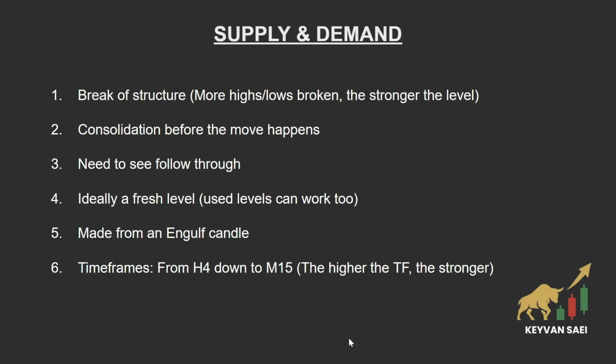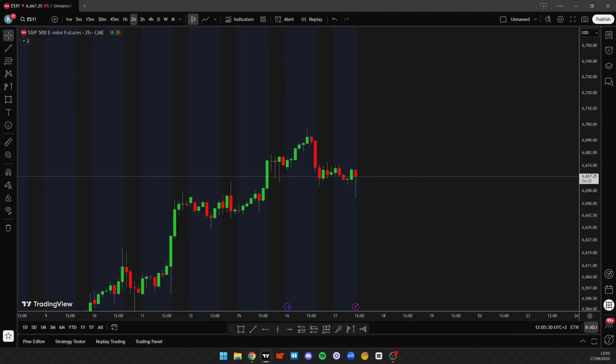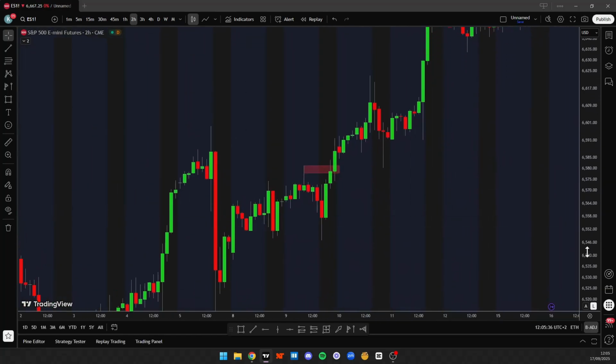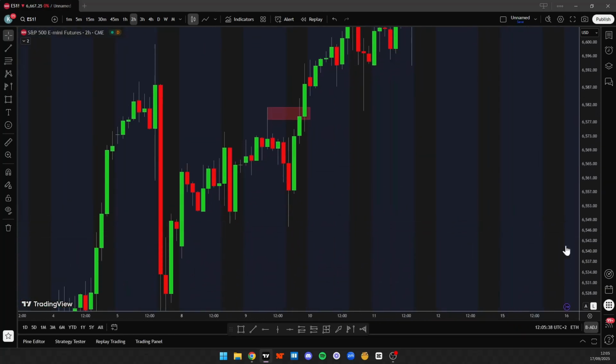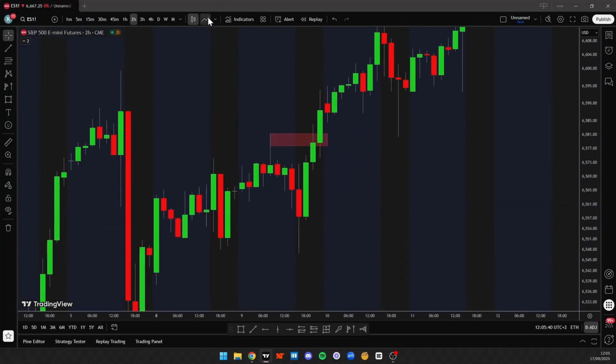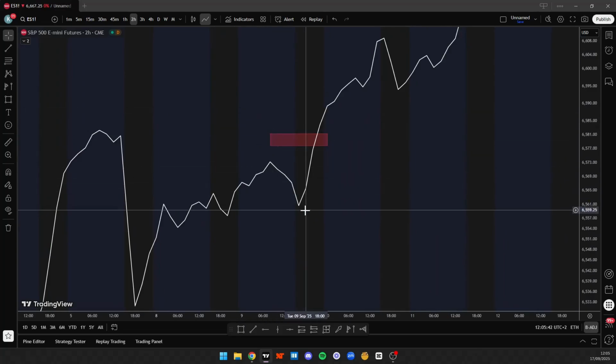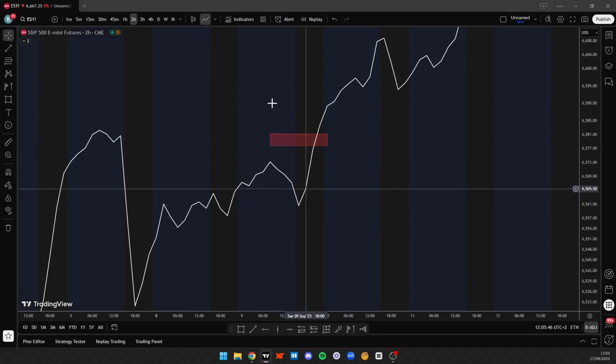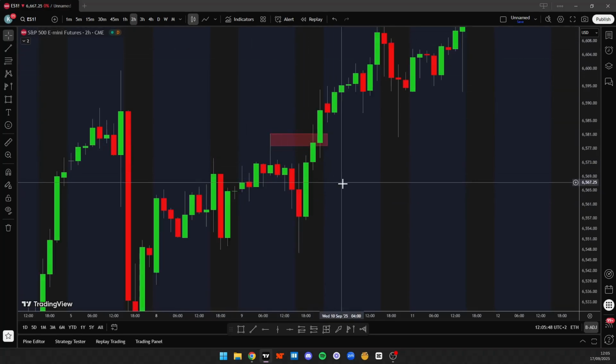Okay, so let us get to the charts and explain to you guys what a weak or a strong supply and demand level is. So over here, this would be a weak supply, right? You can see there is break of structure. You can see we're on the 2-hour time frame now. We have these lows here. It did a break of structure, right?